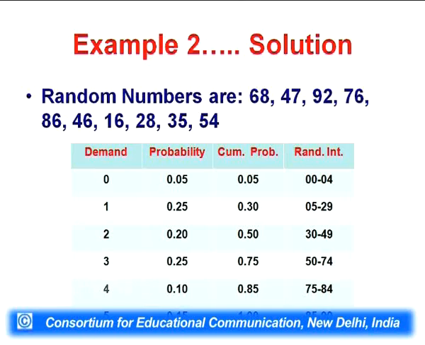The first random number is 60. Where does it fall? It falls in the interval 50 to 74, where the demand is 3, so we'll write 3. Again 68, it is 3. 47 lies in the interval 30 to 49, where the demand is 2, and similarly for the other random numbers. For 92 it is 5, for 76 it is 4, and so on. And the total is 28, and this is for 10 days.